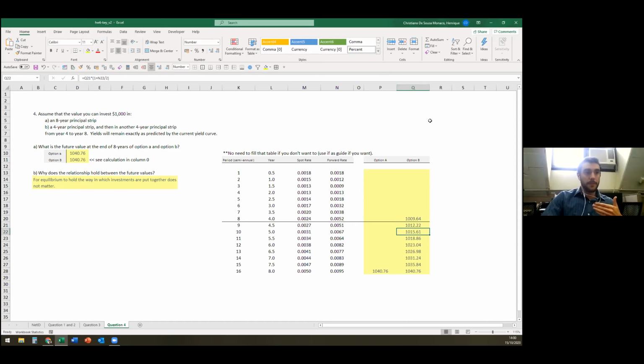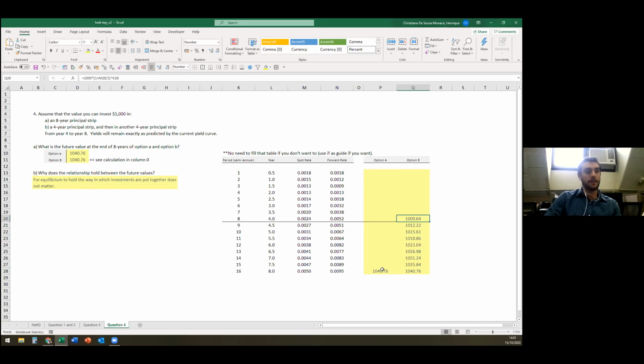Now, I would keep doing that. So see that for this particular option, you always have to use the previous future value times 1 plus the forward rate divided by 2, and you're going to be rolling that, right? Because you actually don't know that. But you should find the same value here in the end.